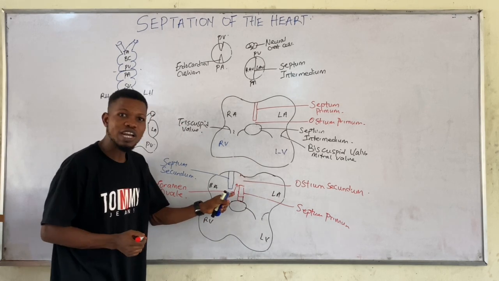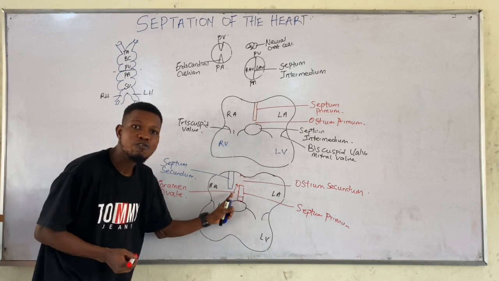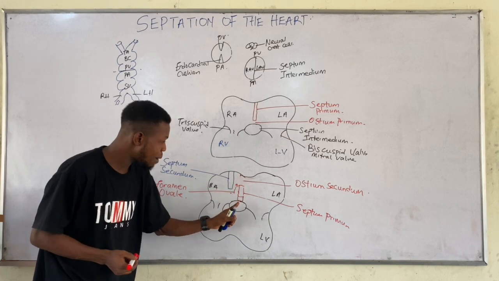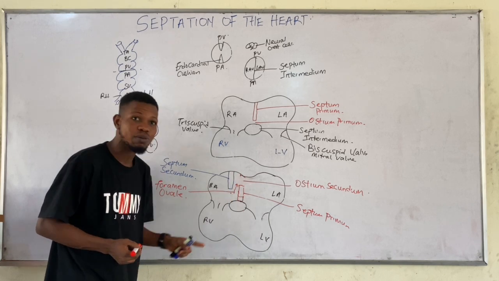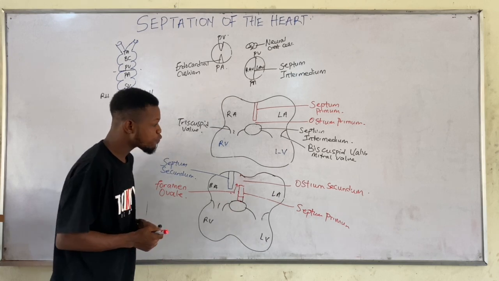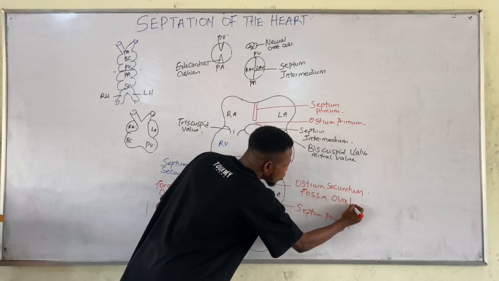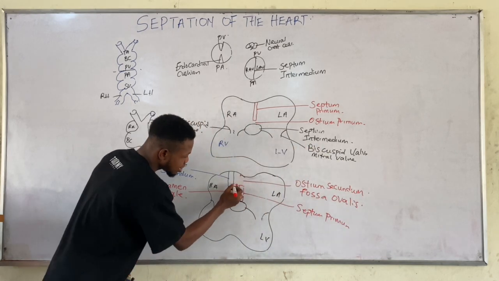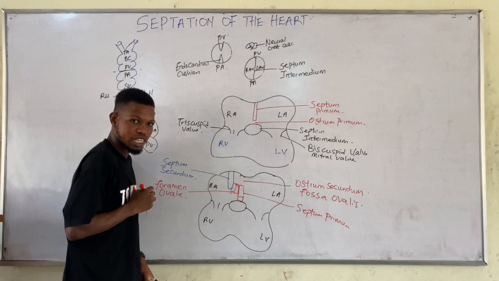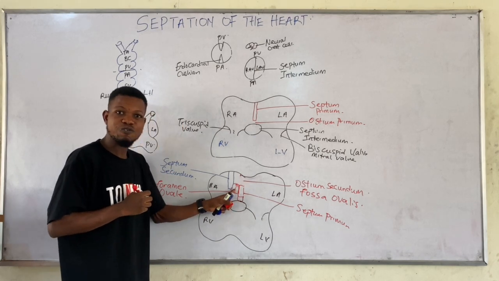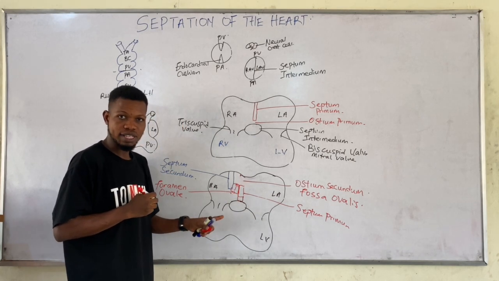So later on at birth, this foramen ovale will obliterate by the margin of the septum primum and the septum secundum to form the what? Fossa ovalis. You know, the margin. Do you know what I'm saying now? And this is the fossa ovalis, a fibrotic tissue at birth.